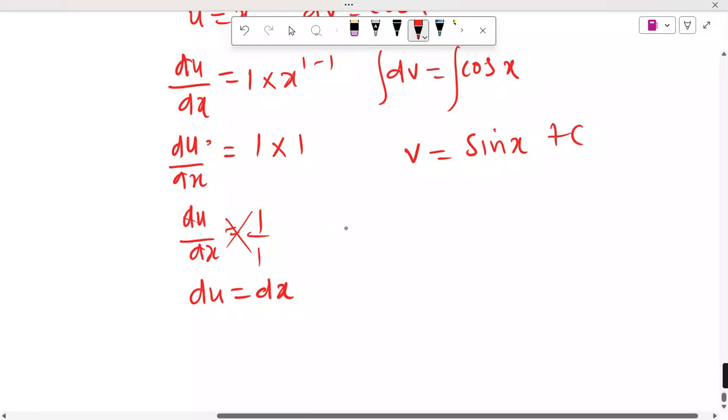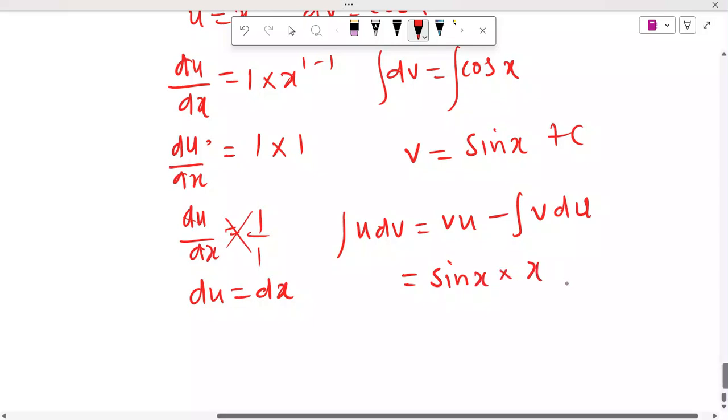Now we write the formula: integral of u dv equals uv minus integral of v du. So what is v? Sine x, multiplied by what is u? u is x, minus, what is v? v is sine x. And what is du? du is just dx.